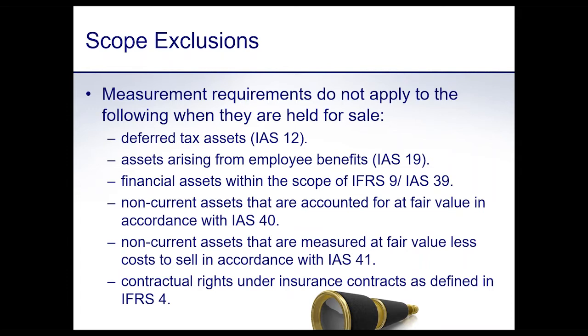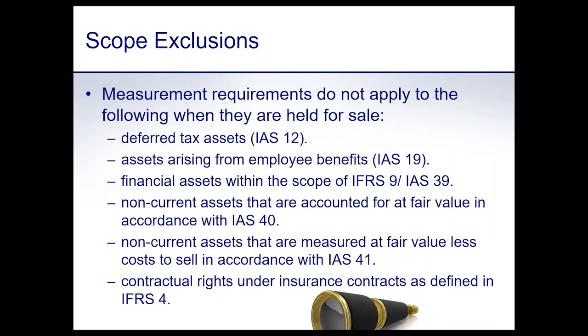So for instance, if I was dealing with deferred tax assets, I need to go to IAS 12 for that. The income taxes standard will give me guidance in terms of how I deal with that particular deferred tax asset. If I'm dealing with assets that arise from employee benefits, or financial assets that are within the scope of the two financial instrument standards that we've got, IFRS 9 and IAS 39, I go to those standards. Any non-current assets that are accounted for at fair value in accordance with IAS 40, here I'm referring to investment properties, those are also dealt with. The measurement requirements of IAS 40 would come into play here.